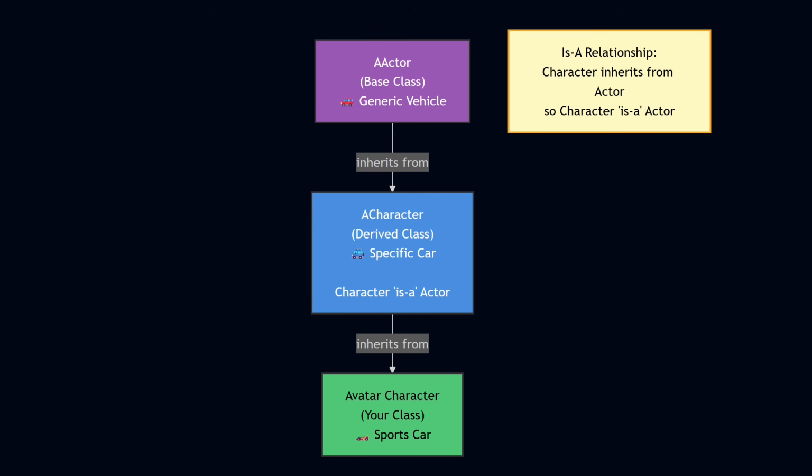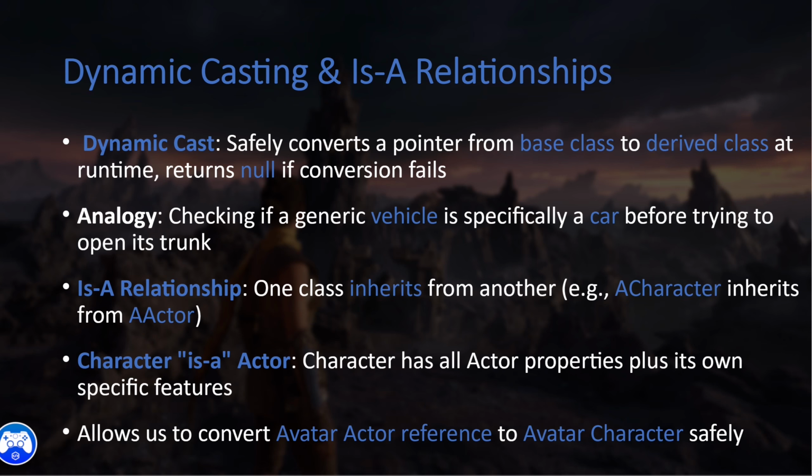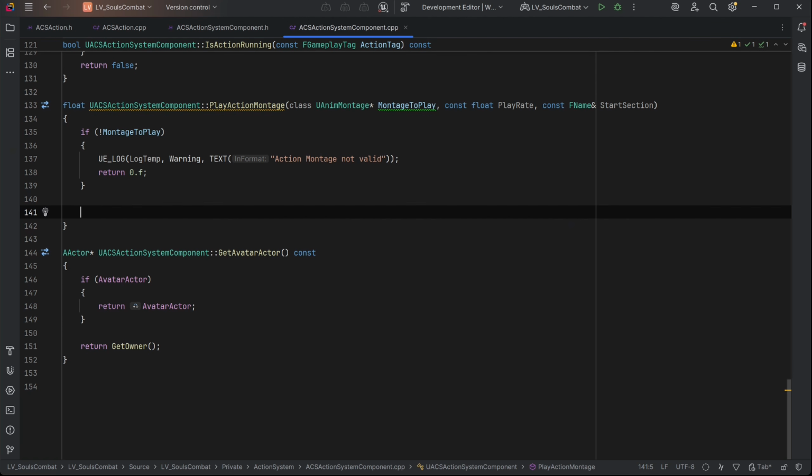So that means a character has what is known as an is-a relationship with an actor. An is-a relationship simply means that one class inherits from another. So a character inherits from an actor. A character is an actor. So that means we can use our avatar actor reference to cast to the avatar character.